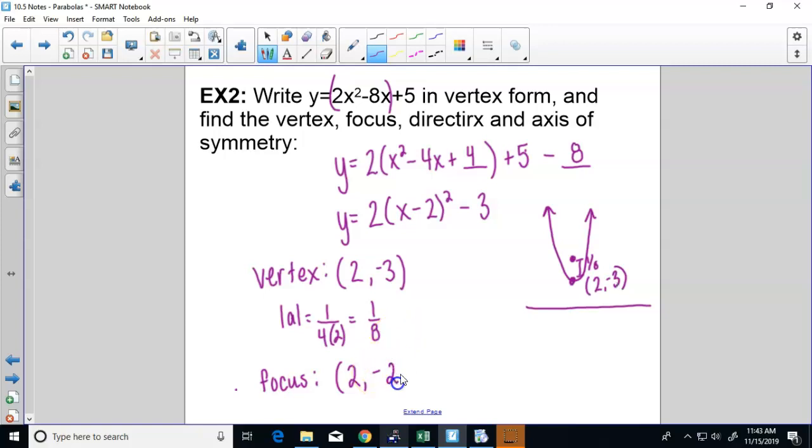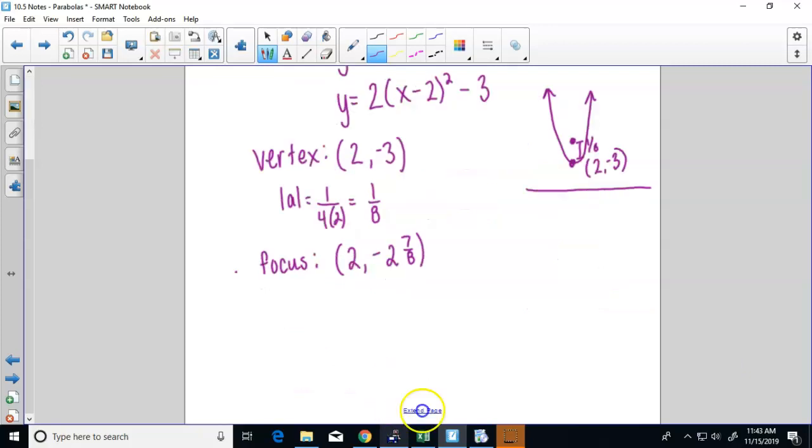Very good. That one is a little bit confusing because it seems like you're subtracting, but you're really adding. But negative 2 and 7/8 is a little higher than negative 3. So you're just taking negative 3 and adding 1/8 to it. You might see that as an improper fraction. We'll just leave it. It's fine. Okay. So the directrix.